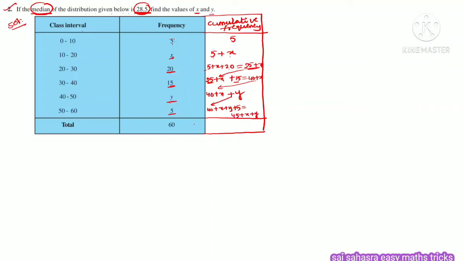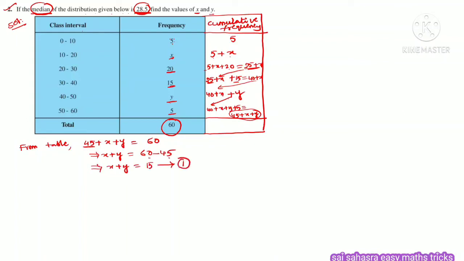I told you in the first question, whatever the total frequency, that must be equal to the cumulative frequency ending value. So this concept we have to utilize from table, 45 plus x plus y is equals to 60. That implies x plus y is equal to 60. This plus 45, if you transpose, it will become as minus 45. So that you will get x plus y is equals to 60 minus 45 is 15. Say this one as first equation.